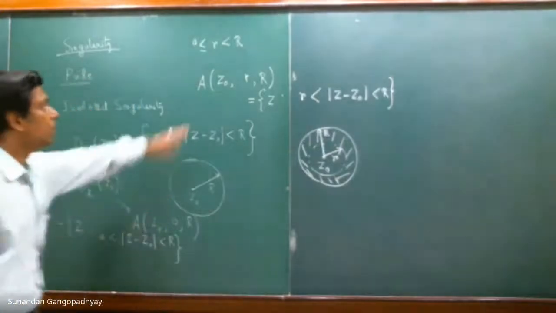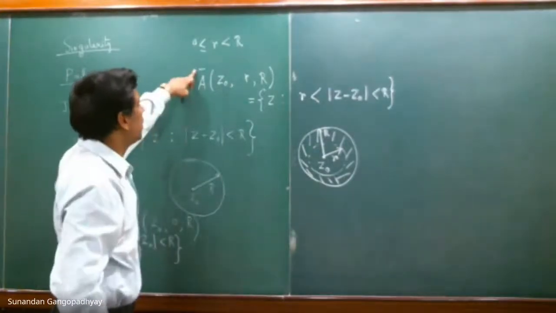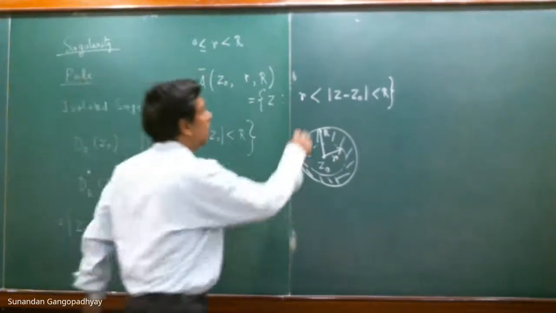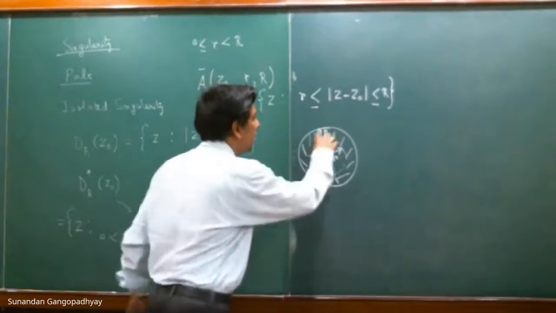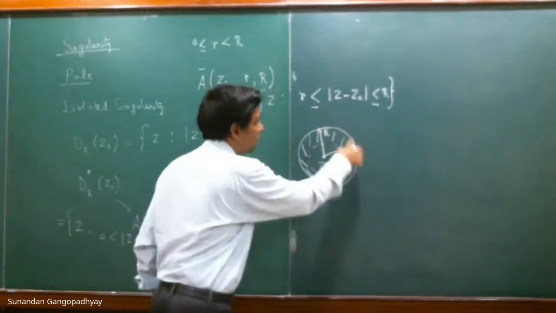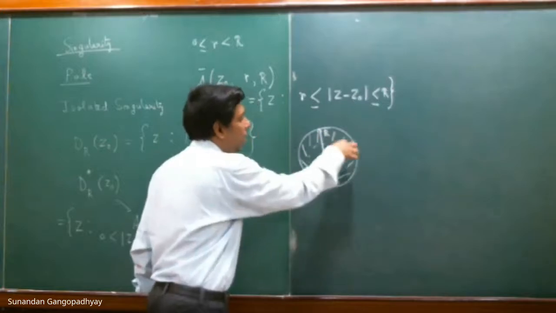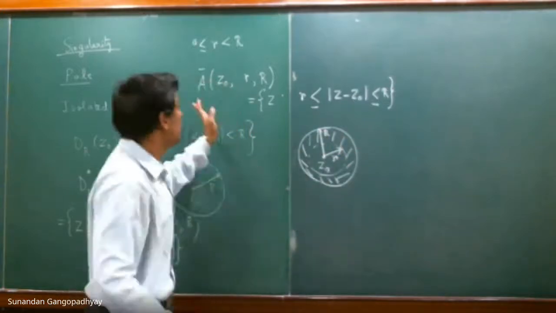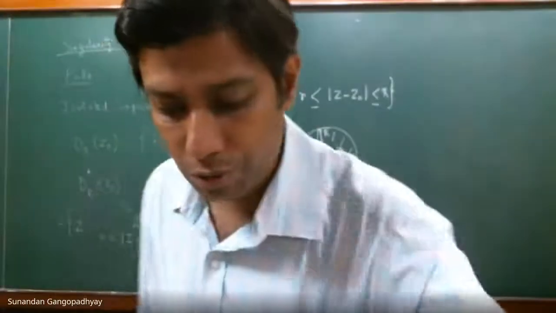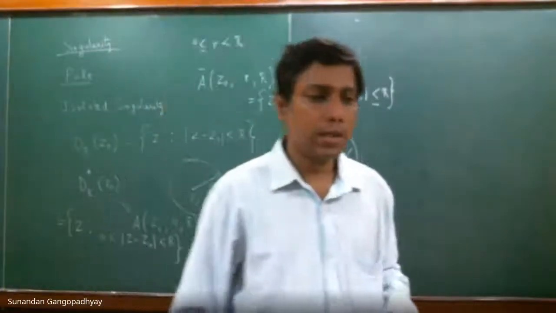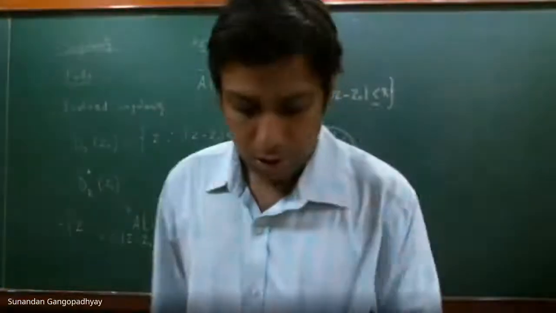So this is the notion of the open annulus, and the closed annulus is denoted by A bar, which tells you that all the points are included. The points can also lie on this circle and on this circle, and all the points inside this annulus. So this is the notion of the closed annulus. These are some notions that we have introduced: the delta neighborhood, the punctured disk, the open annulus, and the closed annulus. These are very general.